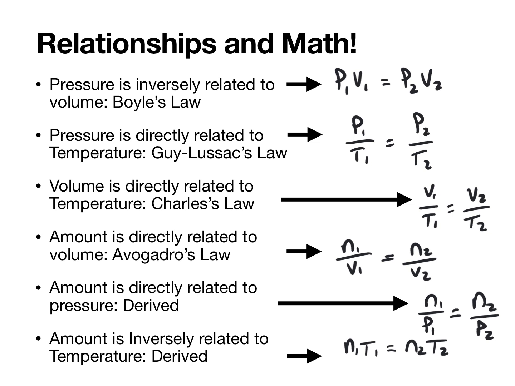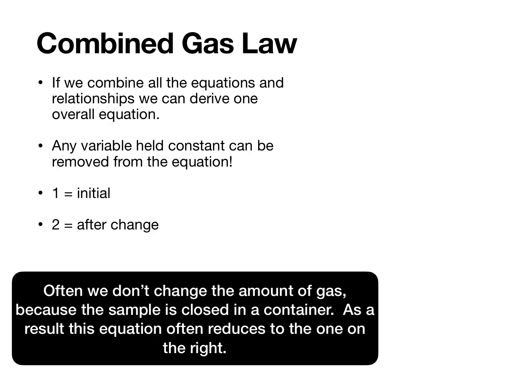So these are the different relationships between two variables, and now we're going to put them all together in what is known as the combined gas law. So if we take all of those formulas on the last page and we combine them all together, we get one overall derived relationship. This is what is known as the combined gas law. You can see it over here. It's P1 times V1 over N1 times T1 equals P2 times V2 over N2 times T2.